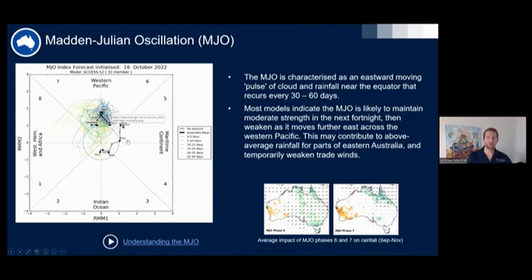So at the moment, we know that the MJO is strengthening just to the north of Australia, and it looks like it's moving into the Western Pacific region, phases 6 and 7. Down the bottom right here, these are the rainfall signals associated typically with the MJO in these phases 6 and 7. And so these blues represent an increase in rainfall. And you can see for the Gulf and for large parts of eastern and northeastern Australia, we can see an increase in the likelihood of rainfall.